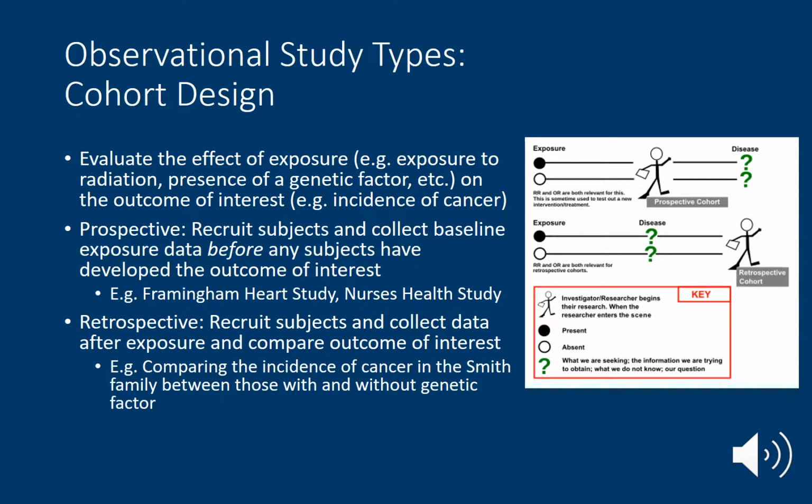So for cohort design, we evaluate the effect of an exposure, for example, exposure to radiation or the presence of a genetic factor, on an outcome of interest. So for example, the incidence of cancer. We can prospectively identify subjects and collect baseline exposure data before they've developed an outcome of interest. For example, the Framingham Heart Study, the Nurses Health Study.